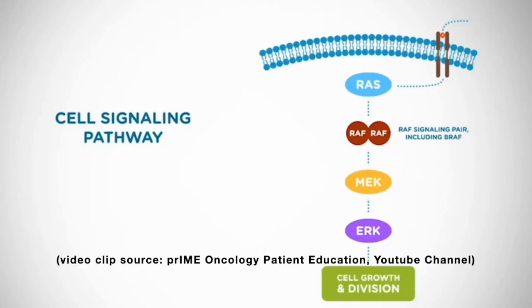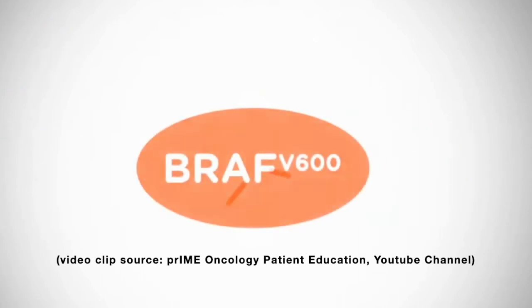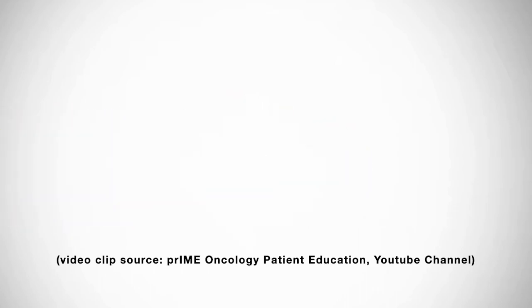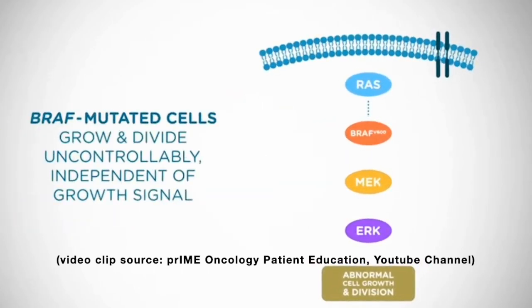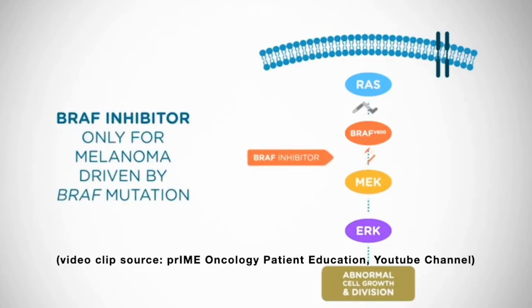BRAF is a part of the cell signaling pathway, and in some cases, when it mutates, it's encoded with a protein. Instead of going through the traditional route of the cell signaling pathway, these mutated cells grow and divide uncontrollably, independent from the typical growth signal. This can often lead to ineffectiveness of different therapeutics.